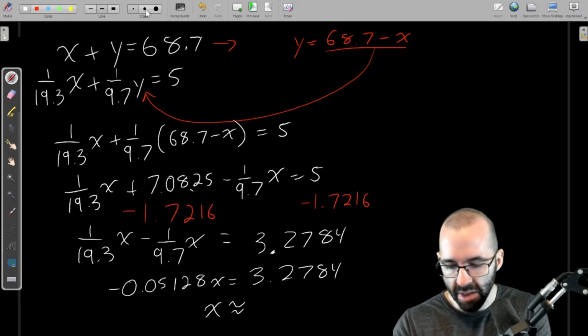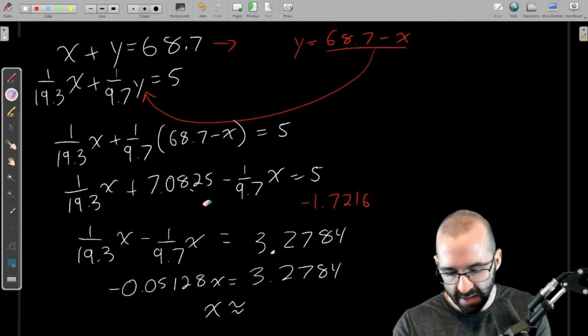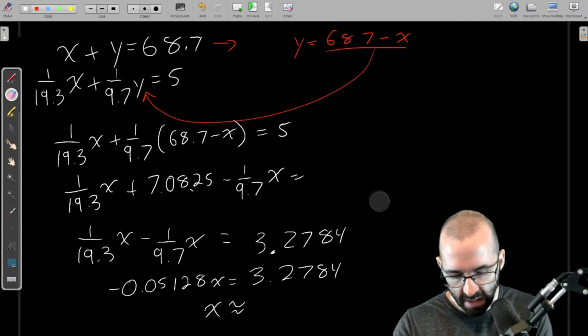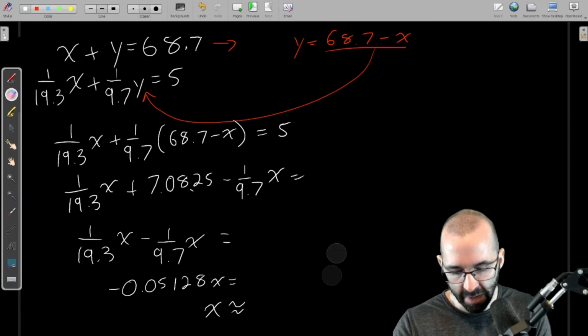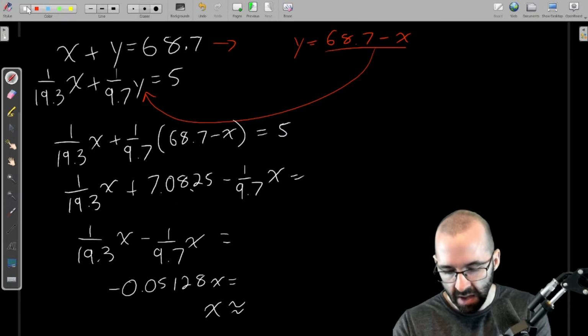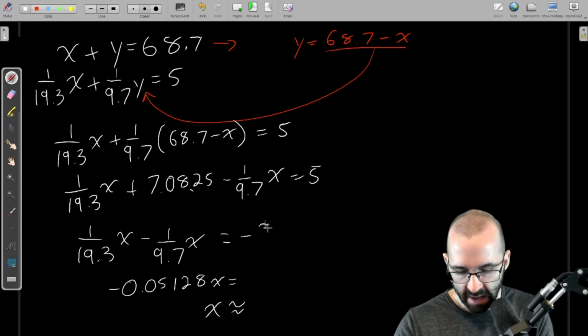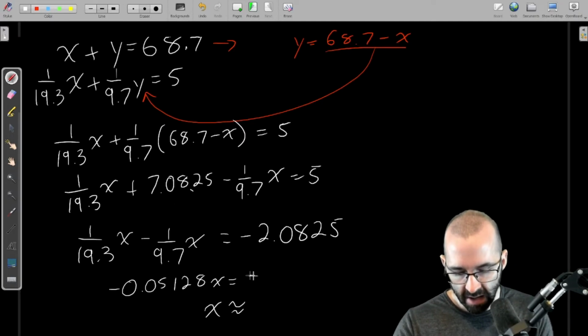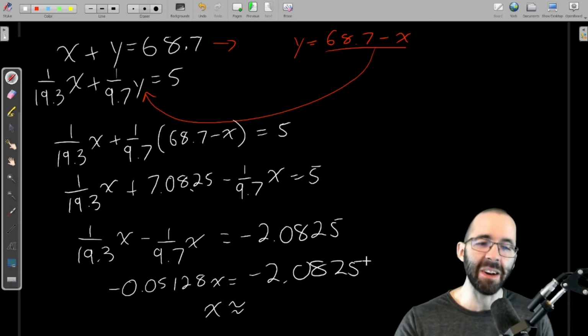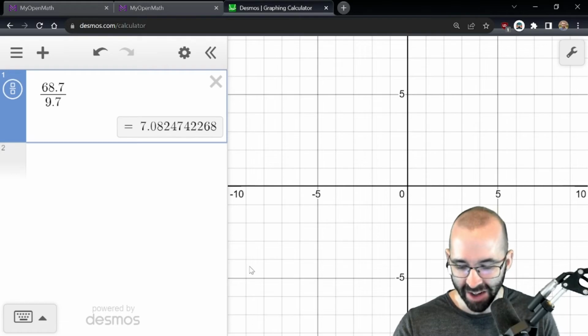7.0825. And that's what we subtract from both sides. And when we do that, we're going to get something a little different. When we subtract that, we are going to get negative 2.0825. Negative 2.0825. And we'll divide those two numbers. And now we'll get a positive number, which makes me a lot happier.